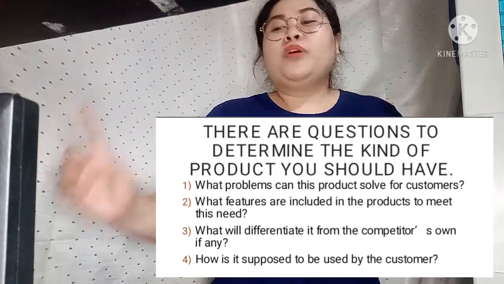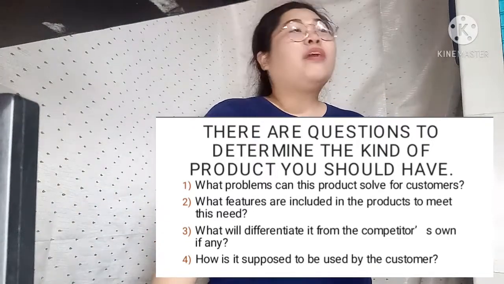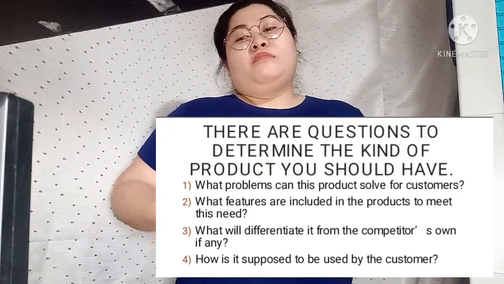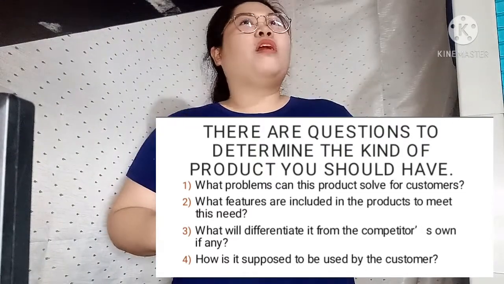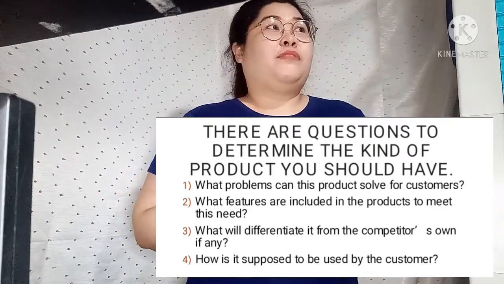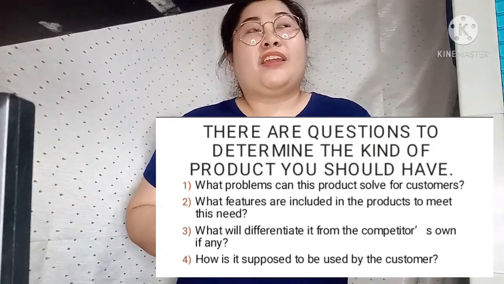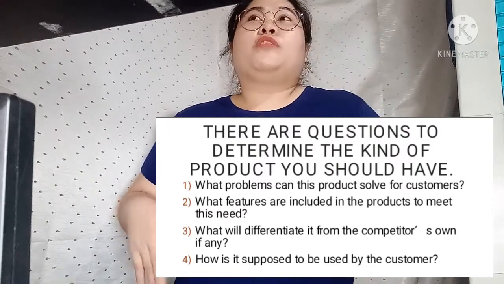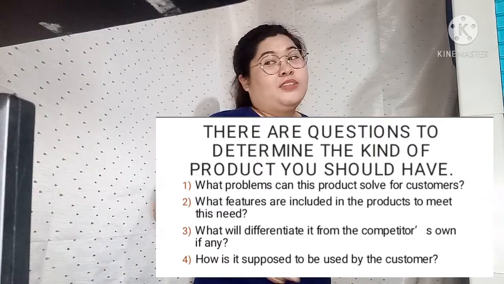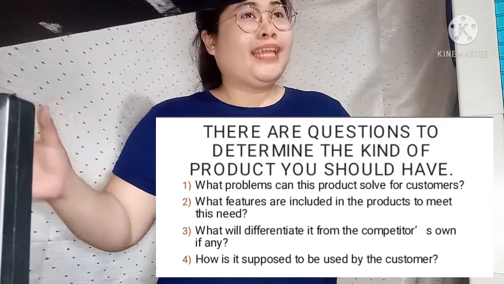Next is, what features are included in the product to meet this need? The features of halo-halo are, of course, fruits, ice, and milk. Those are the features included in the product.